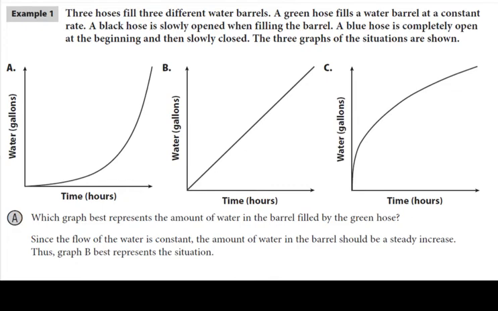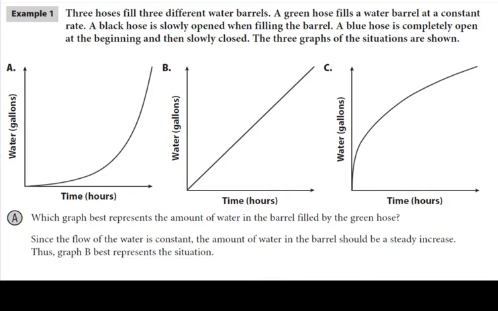In this example, we're going to talk about 3 hoses. They fill 3 different water barrels. Now, a green hose fills a water barrel at a constant rate. A black hose is slowly opening when filling the barrel, and a blue hose is completely open at the beginning and then slowly closed. The 3 graphs of the situation are shown.